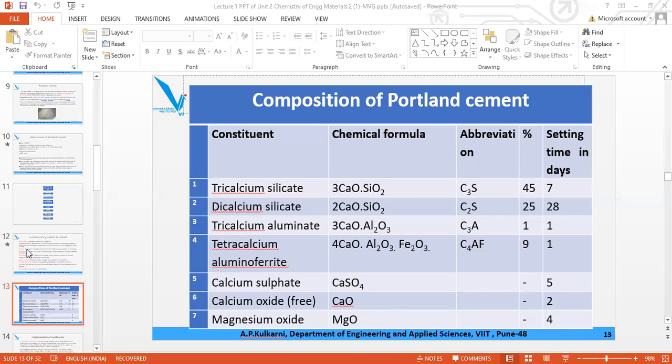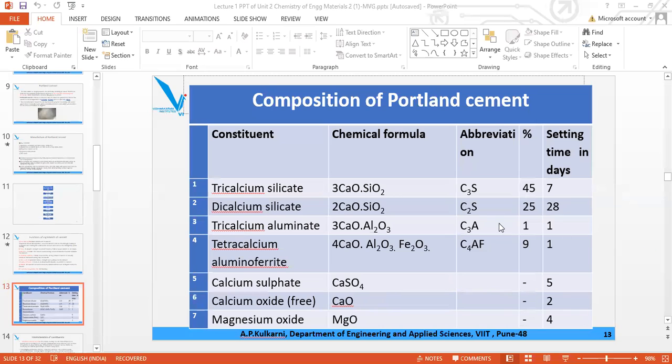What happens if Al2O3 is in excess? Alumina weakens the cement. Okay. Now what is the function of the gypsum? What is gypsum also known as? Calcium sulfate. What is the formula? CaSO4.2H2O. Don't forget the 2: CaSO4.2H2O.